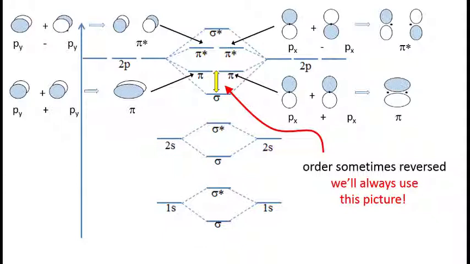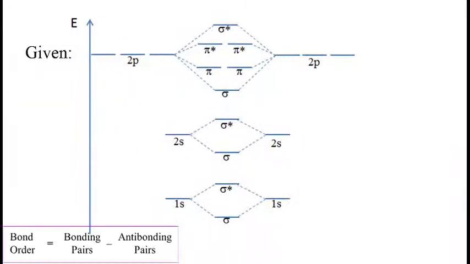Let's do a couple of examples. For the homonuclear diatomic molecules from the second row elements, we'll always use the same energy level diagram. You will not be responsible for constructing the energy levels. The diagram will be given, but you will need to add the electrons and determine the bond order.